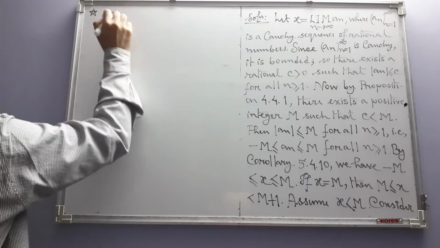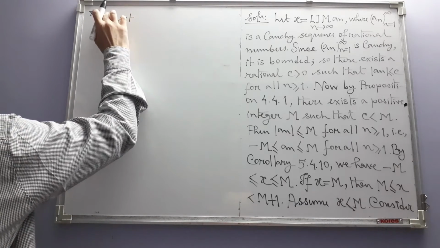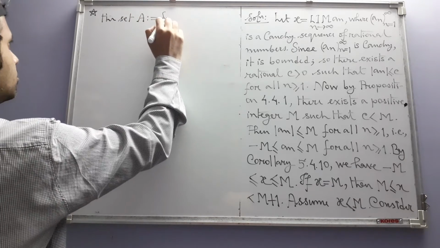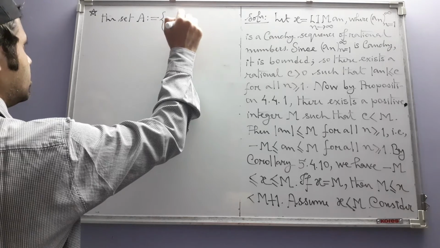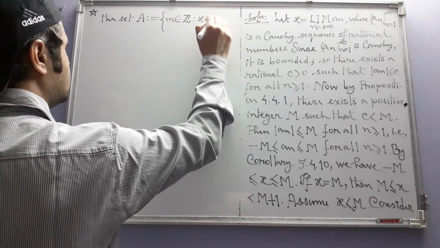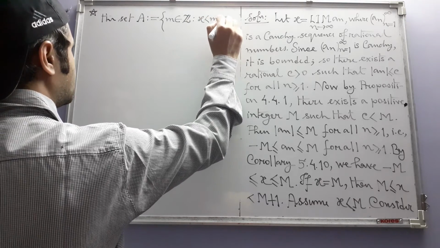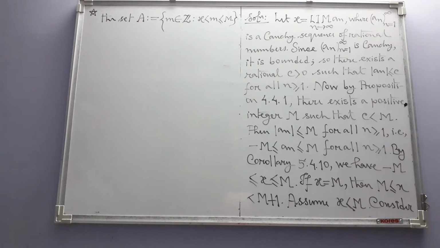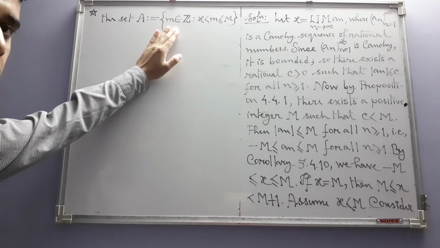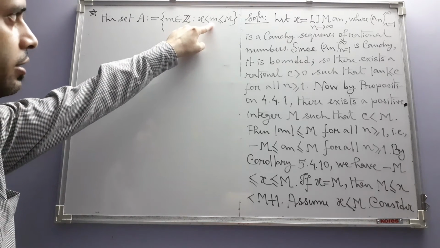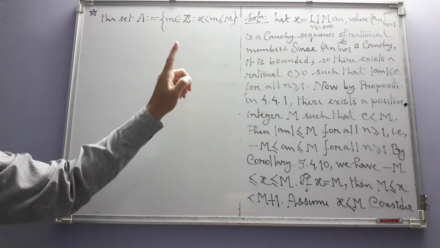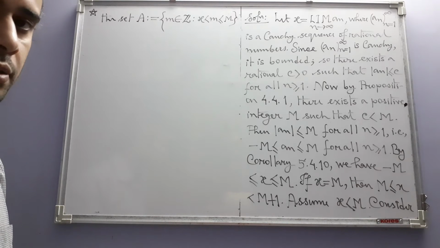Consider the set A to be the set of those integers m such that m is strictly greater than x and less than or equal to this capital M. So that means the elements in A are integers that are strictly greater than x and less than or equal to M. Do you see that this A is non-empty?